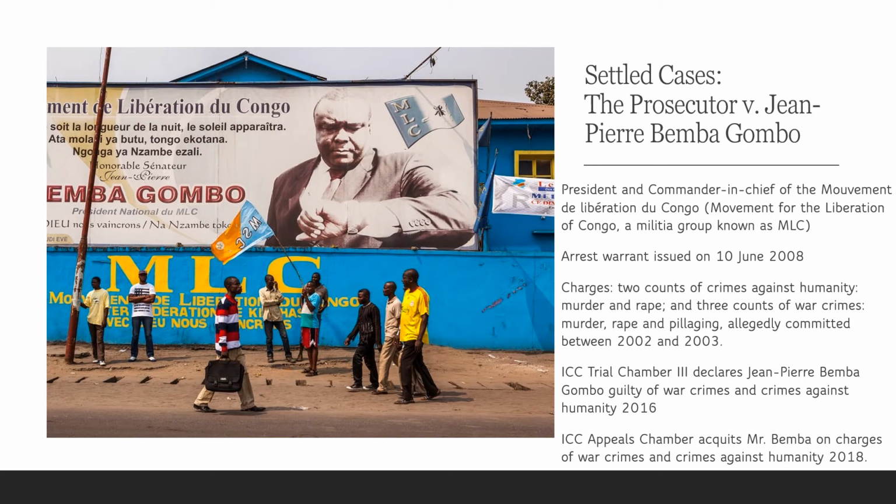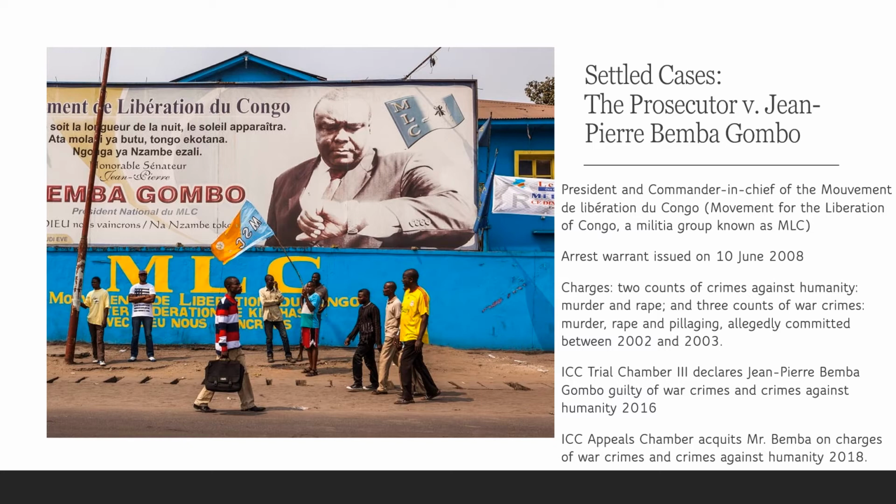To illustrate how the ICC works, let's take a look at some settled court cases that the ICC has adjudicated. First, we'll start with the interesting case of the prosecutor versus Jean-Pierre Bemba. Jean-Pierre Bemba was the president and commander-in-chief of the Mouvement de Libération du Congo, which is known as the MLC, militia group in the Congo. He had a warrant for his arrest issued 10 June 2008. He was charged with 2 counts of crimes against humanity, murder and rape, and 3 counts of war crimes, murder, rape, and pillaging, allegedly committed between 2002 and 2003.